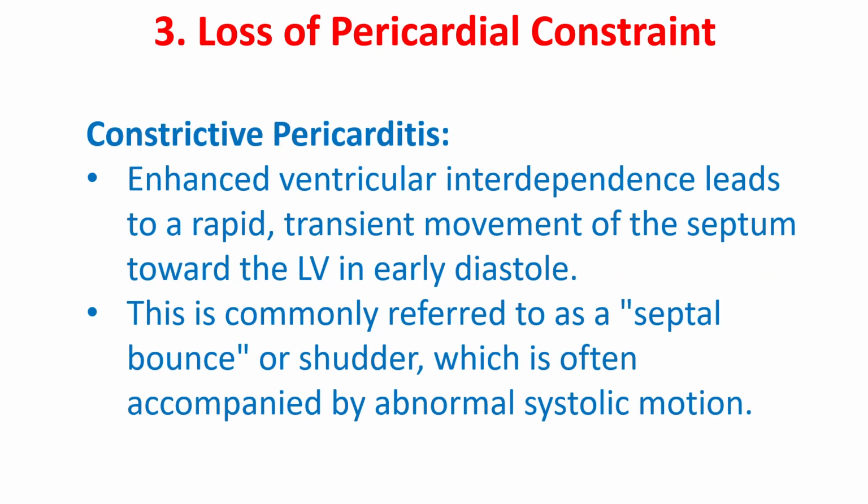Constrictive pericarditis. Enhanced ventricular interdependence leads to a rapid transient movement of the septum toward the LV in early diastole. This is commonly referred to as a septal bounce or shudder, which is often accompanied by abnormal systolic motion.